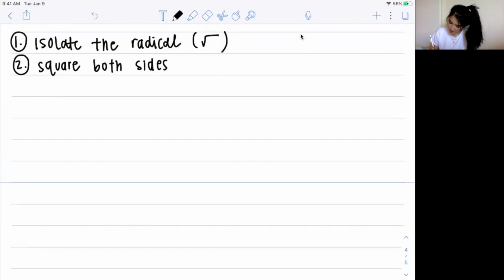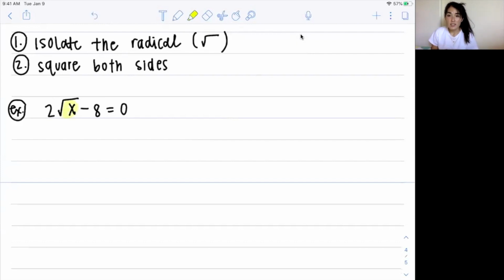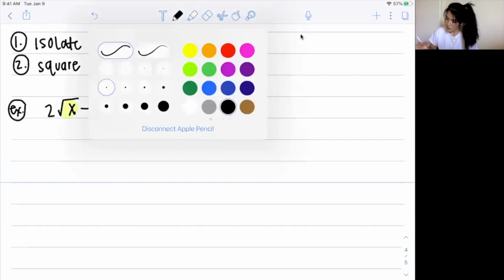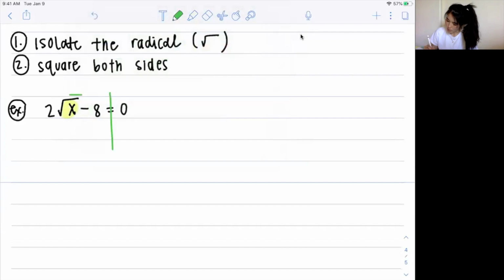All right, so let's go ahead and we'll start with this example. Let's say we have the problem 2 rad x, and again, what that means is 2 times the square root of x, minus 8 is equal to 0. And again, the objective here is to solve for x. Right now x is in that square root jail, so our goal is to get that square root by itself. So we're going to have to move over that 8. We are going to use our opposite operations, so we're going to add 8 to both sides.